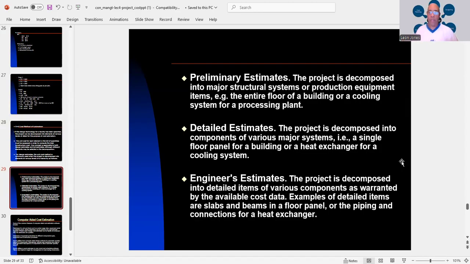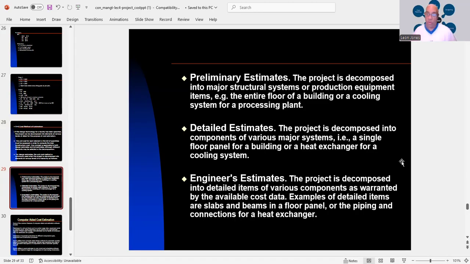Then you have your detailed estimates, and that's when the project is decomposed into components of various major systems, i.e., floor panel for a building or a heat exchanger for a cooling system. Then you have your engineer's estimates. That's when a project is decomposed into detailed items of various components as warranted by the available cost data.